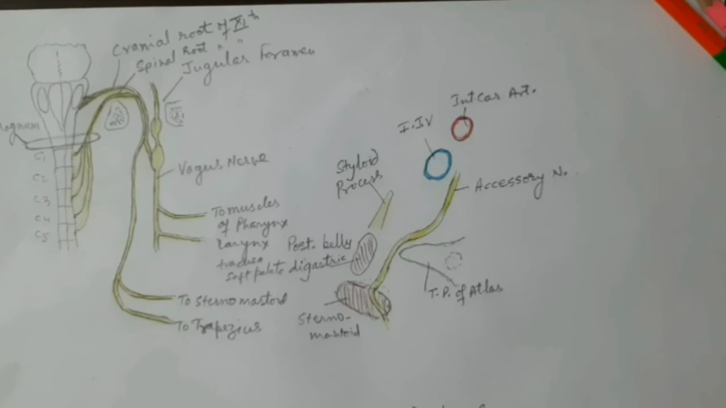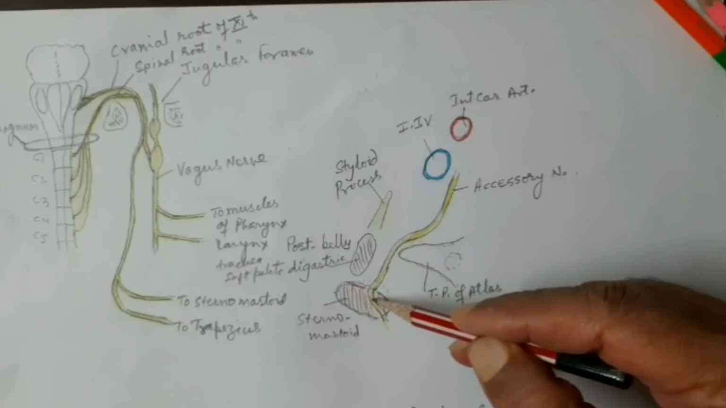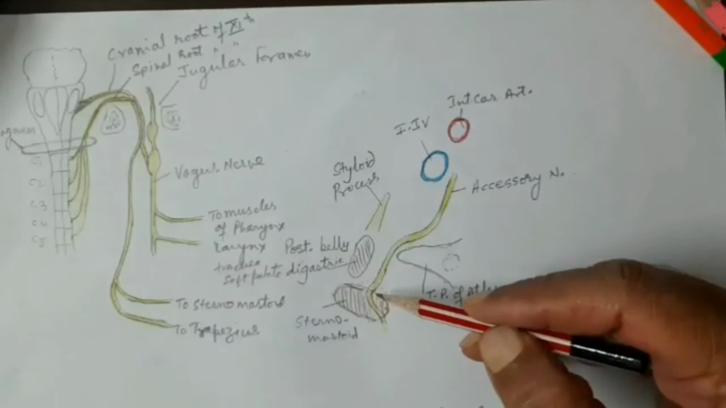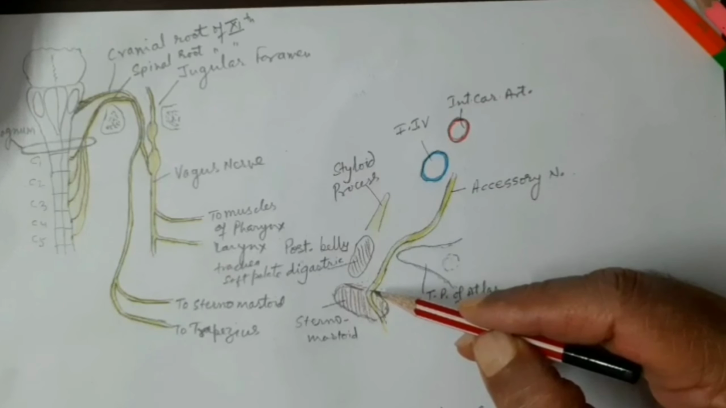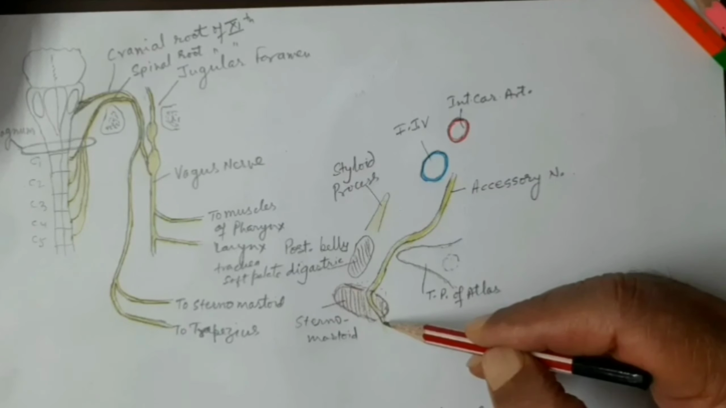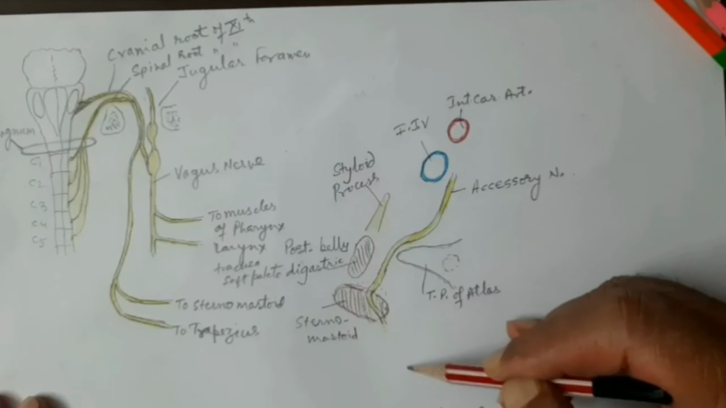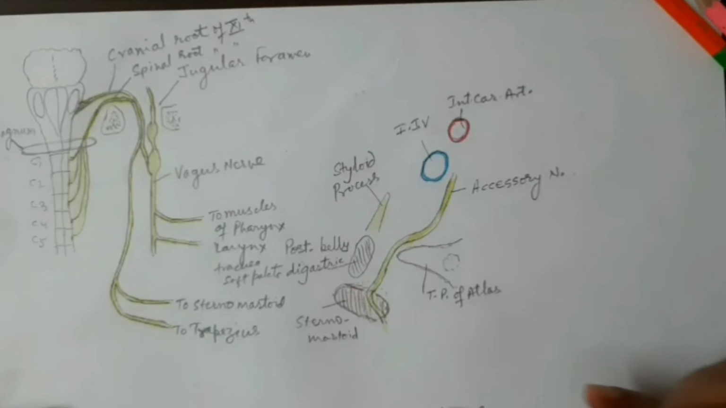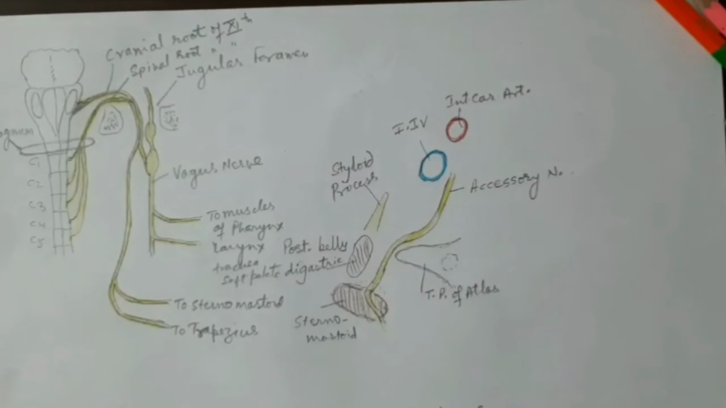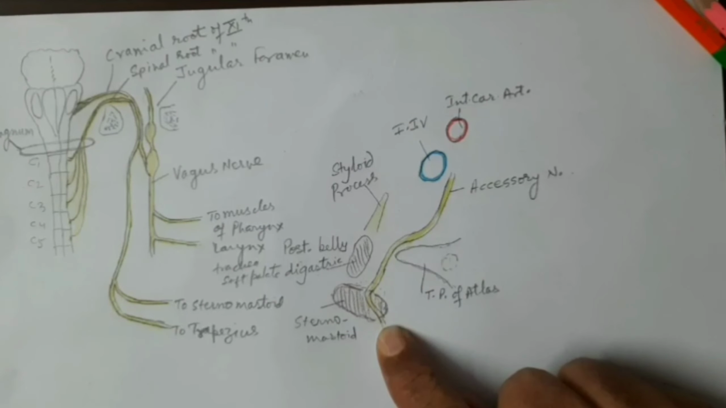Then the nerve enters the substance of the sternocleidomastoid muscle and will emerge from its posterior border, and then the further course will lie within the posterior triangle. We have seen that the spinal accessory nerve now comes out from the posterior border of the sternocleidomastoid and then runs downwards and backward to disappear deep to the anterior margin of the trapezius, but that course is in the posterior triangle.